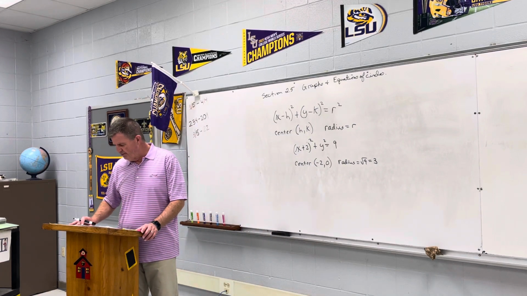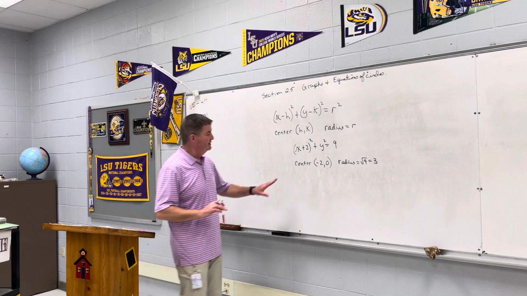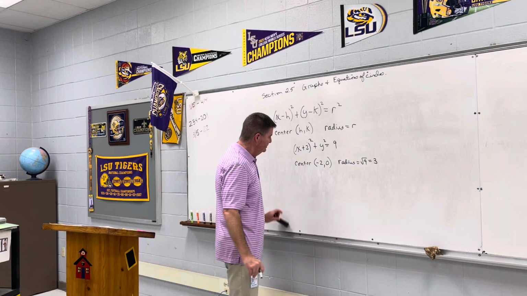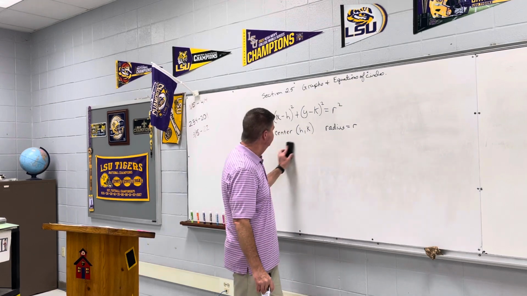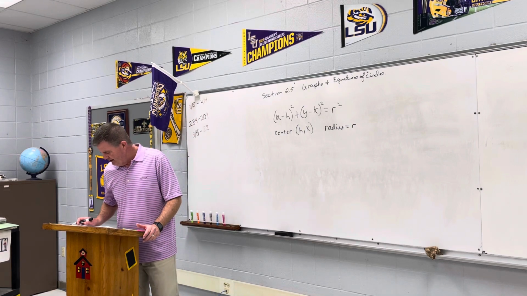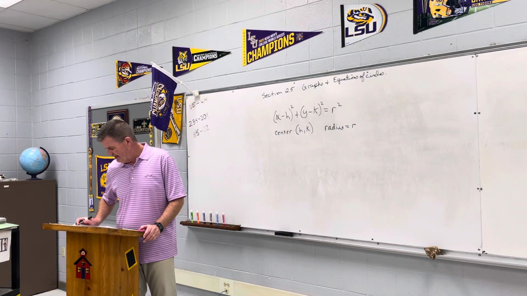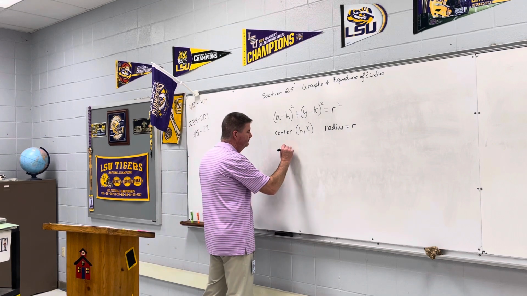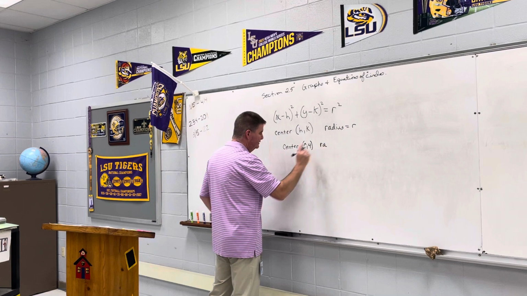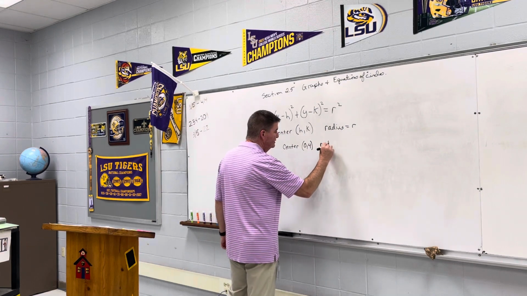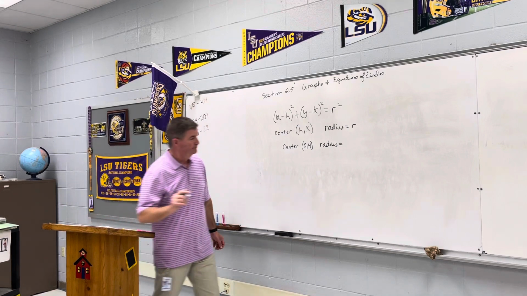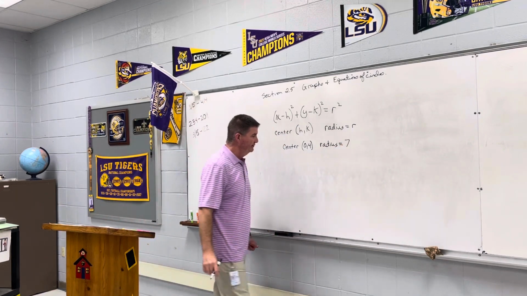In example number 3, they want us to take the center and the radius, and write the equation. So it says, write the equation of a circle in standard form with the center of (0, 4) and the radius of 7.